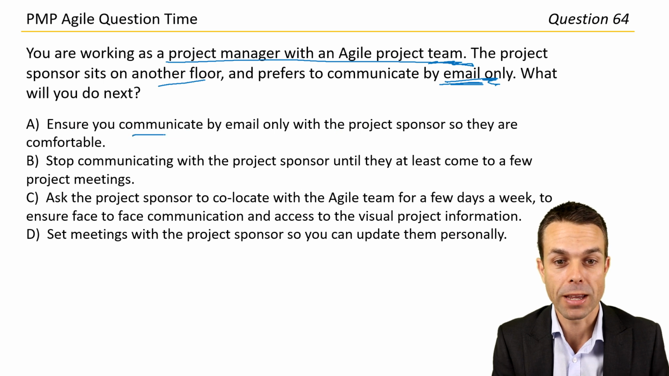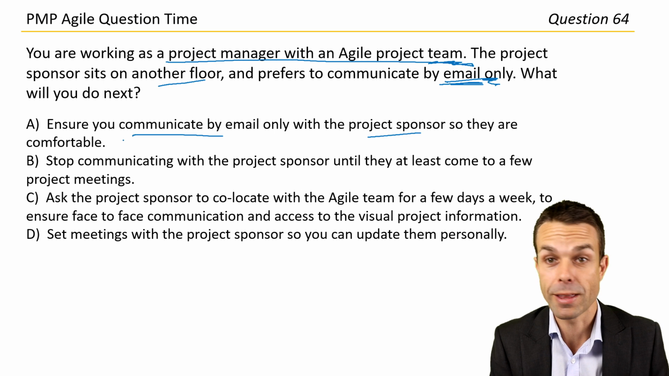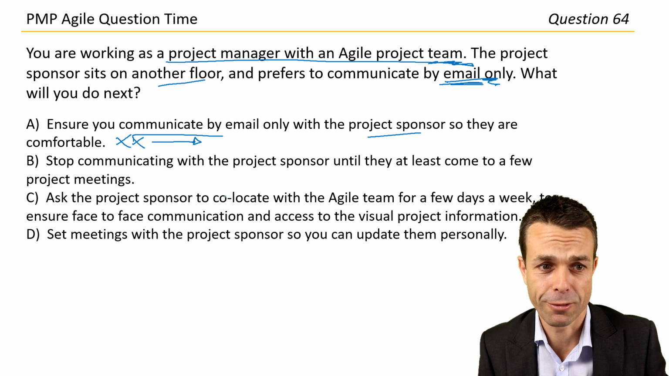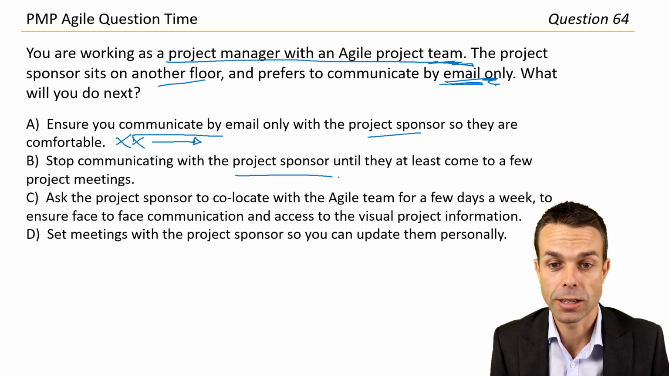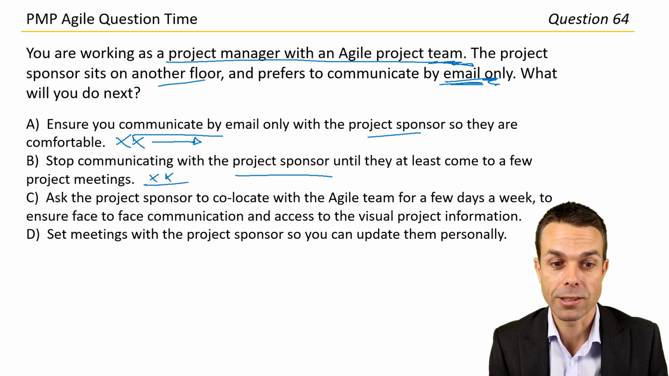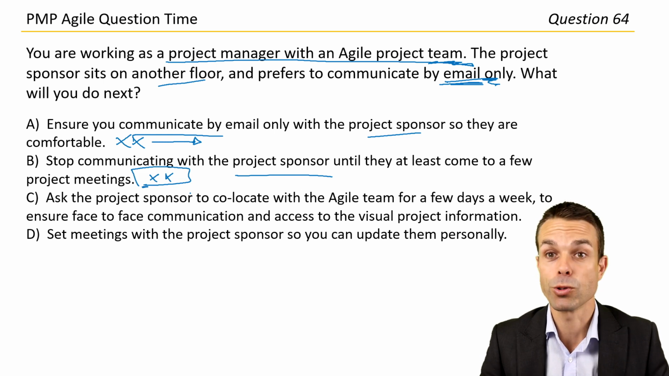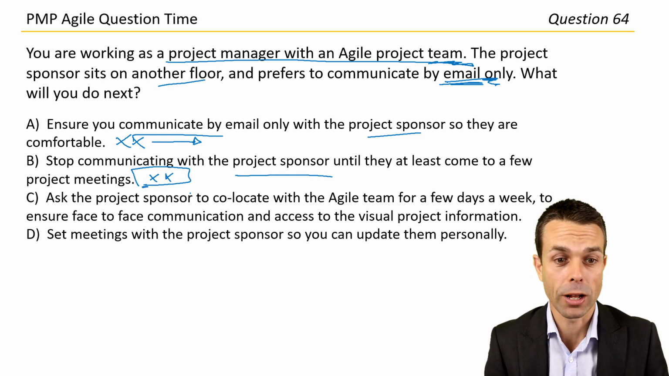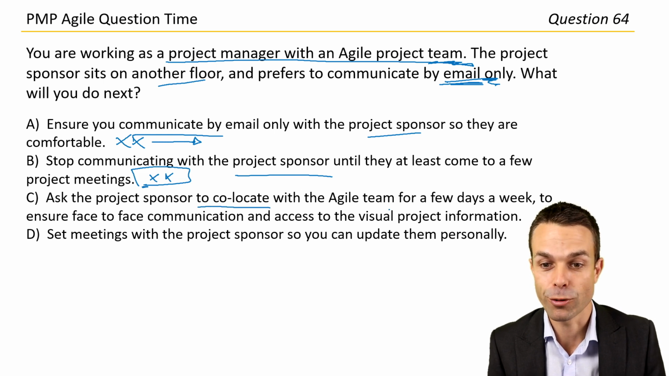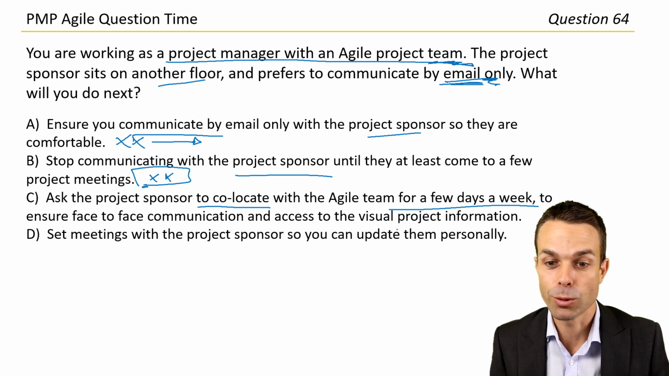Ensure that you communicate by email only with the project sponsor so they are comfortable. Look, definitely that may happen in the real world. I think we're not going to go with that as the best answer from an Agile perspective. Stop communicating with the project sponsor until they at least come to a few project meetings. No, that would be avoiding the situation, and we prefer to be direct in our communication, but also collaborative in our communication as well. So, ask the project sponsor to co-locate with the Agile team for a few days a week to ensure face-to-face communication and access to the visual project information.